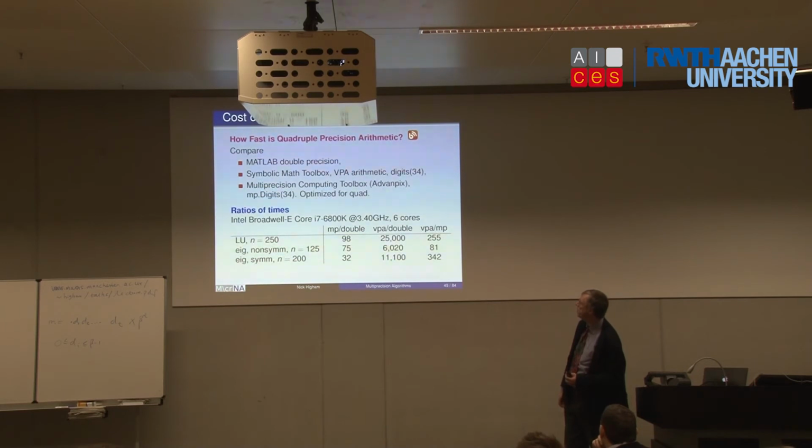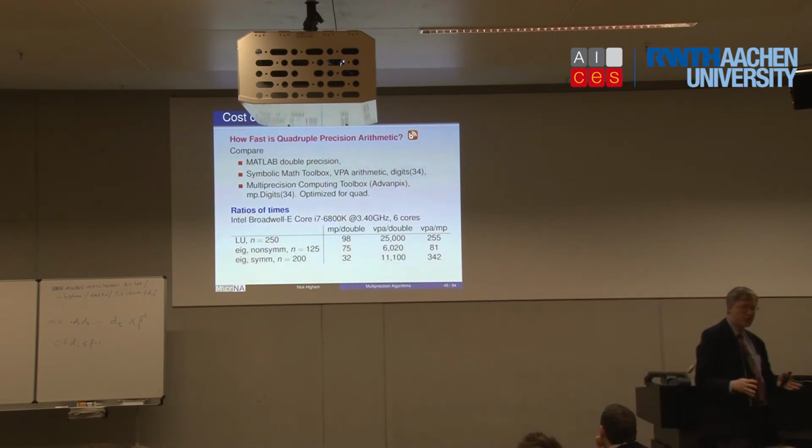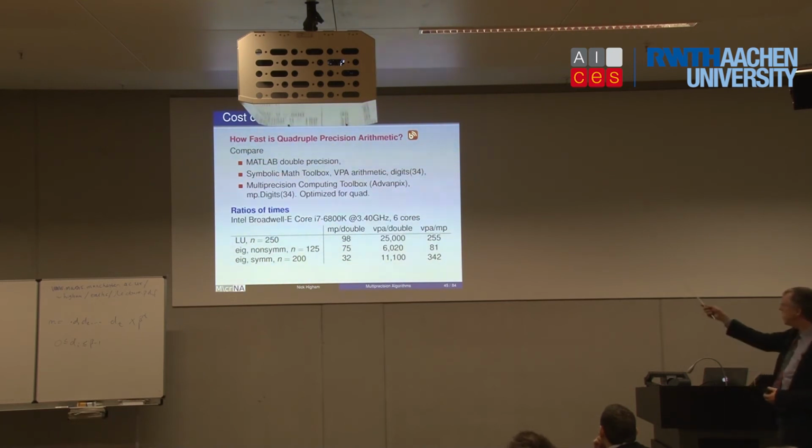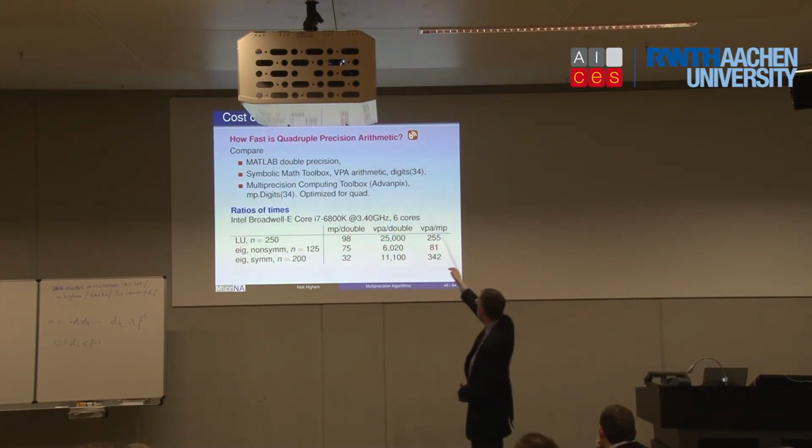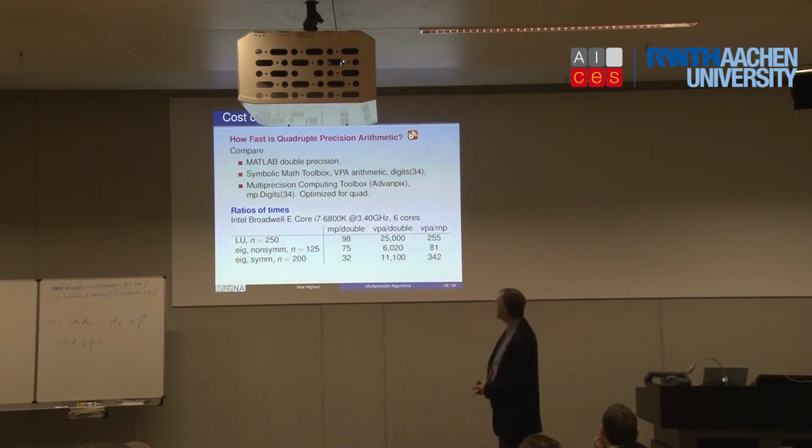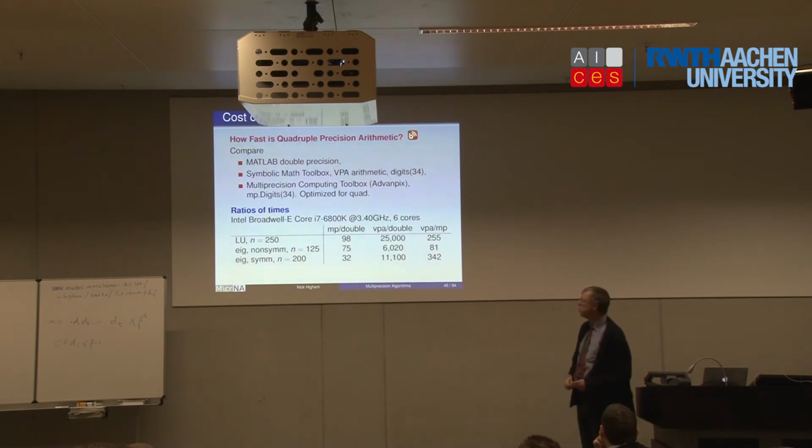So I mentioned the Advanpix toolbox a moment ago. This is an independent toolbox not sold by the MathWorks. It's from this Advanpix company, and it provides high precision arithmetic where you can arbitrarily specify the number of decimal equivalent digits. The question this slide is about is how fast is high precision in Advanpix versus the MATLAB Symbolic Toolbox. You may have heard of the VPA arithmetic in the Symbolic Toolbox. Similarly, that allows you to specify the number of decimal digits you want to work to.